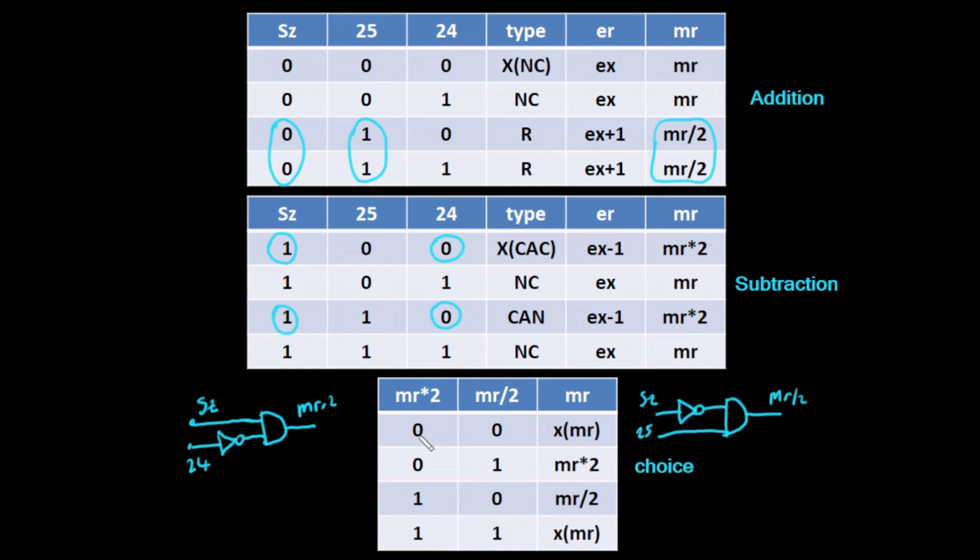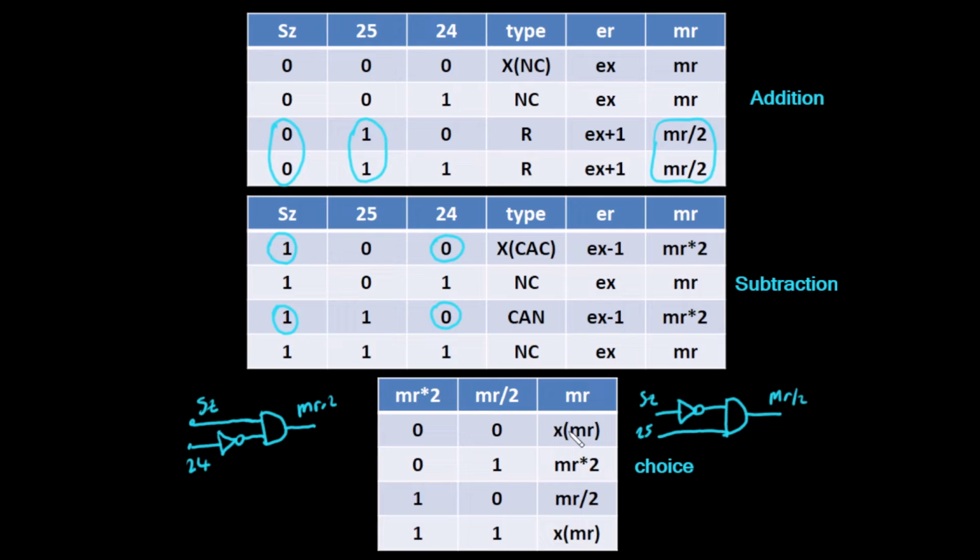Now, these other two options here, 0, 0 and 1, 1, don't occur because MR times 2 and MR divided by 2 are both mutually exclusive. That is, we won't get both of these occurring at the same time. So we can really just make these don't care states, and we could just call this the actual MR. The actual MR here means no change.